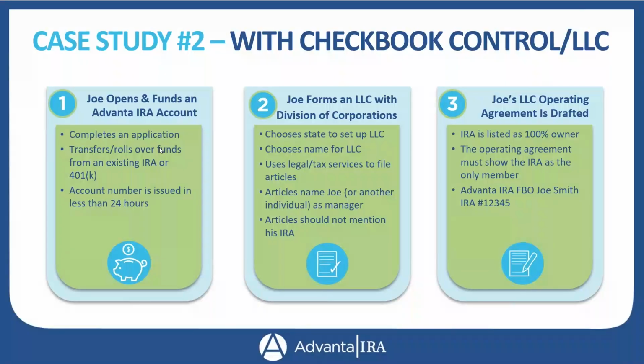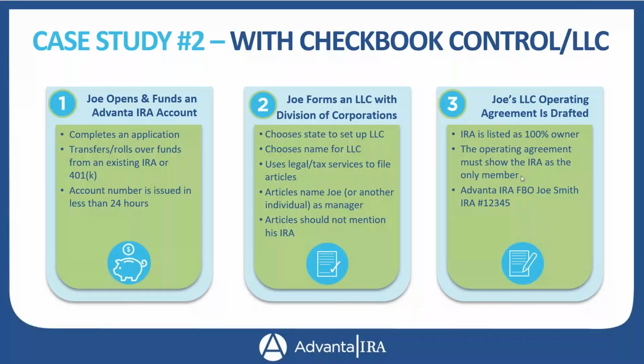This should be a new LLC set up for the purpose of the IRA, and the IRA is listed as 100% owner or the member. The operating agreement must show the IRA is the only member. And remember that specific vesting we talked about is here again, but in this case, it will go in the operating agreement. So who is the member? Advanta IRA for benefit of Joe Smith, IRA number 12345. And that's very important.